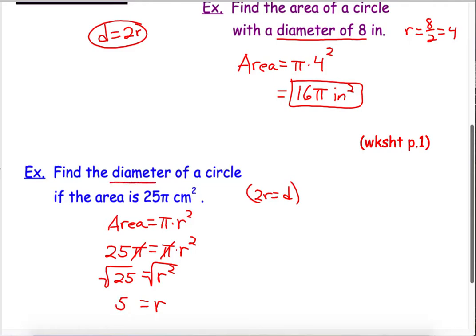Now they're asking for the diameter. Always go back and reread the problem before you think you're finished. What's the diameter? Well, if the radius is 5, the diameter is going to be twice that, or 10. Now what are my units? Well, the area was centimeters squared. The diameter is a linear measurement, so that's just going to be centimeters. So the diameter is 10 centimeters.